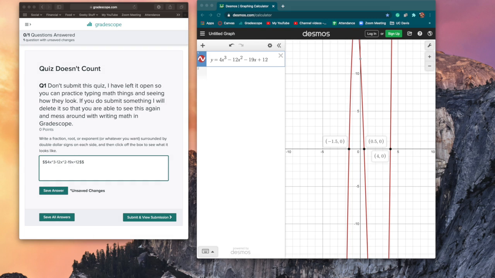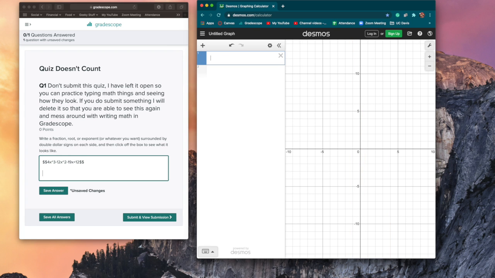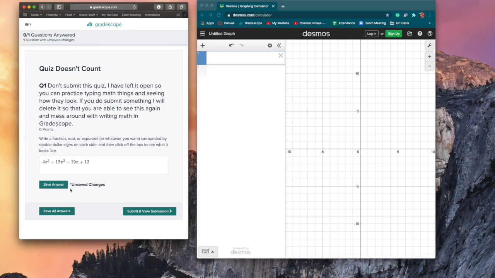Class, here is a quick video on how to use the graph of a polynomial equation and the x-intercepts of that graph to factor a polynomial. So I'm trying to factor the polynomial 4x cubed minus 12x squared minus 19x, not 13x like I tried to do in class, plus 12.